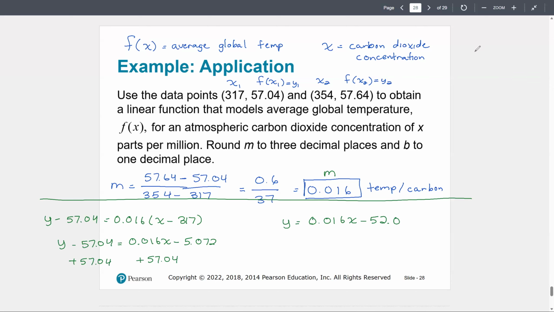So we just want to check this. Just check with the other point. So what is y going to be, and we're just going to get close, if x is 354.